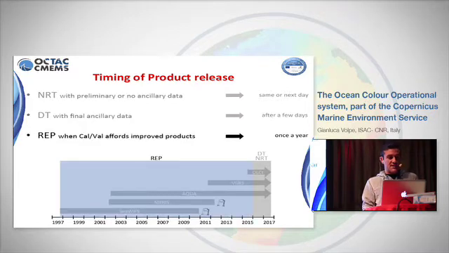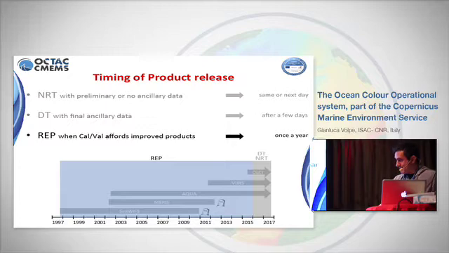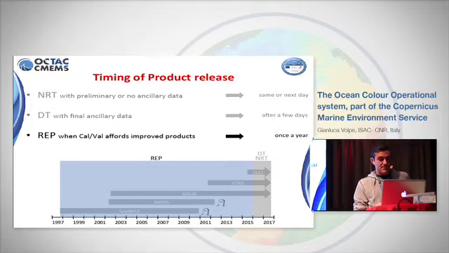Then we have the reprocessed data, which are generally updated once a year and are produced with a unique configuration of the processing chain. Generally, this happens when calibration and validation can improve the products. The reprocessed data cover the entire time series. Here you can see the satellite constellation we deal with: SeaWiFS and MERIS, both passed away, Aqua still alive, VIIRS, and recently OLCI.